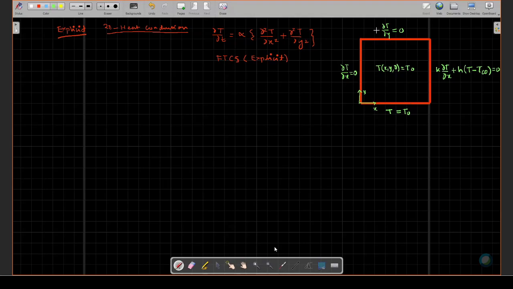With this initial and boundary condition, this particular problem evolves, and we need to find the solution at any other time. What can be the temperature distribution in this slab or the cavity at any other time? Yeah, Srirag, you want to say something?